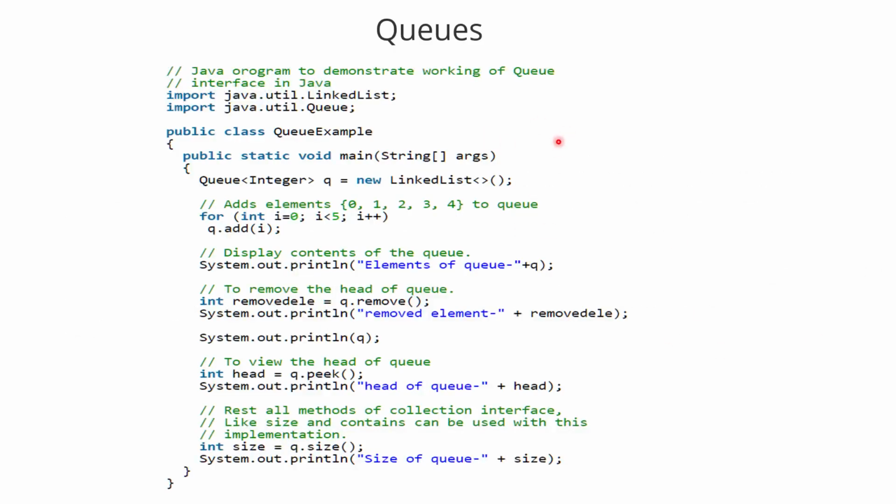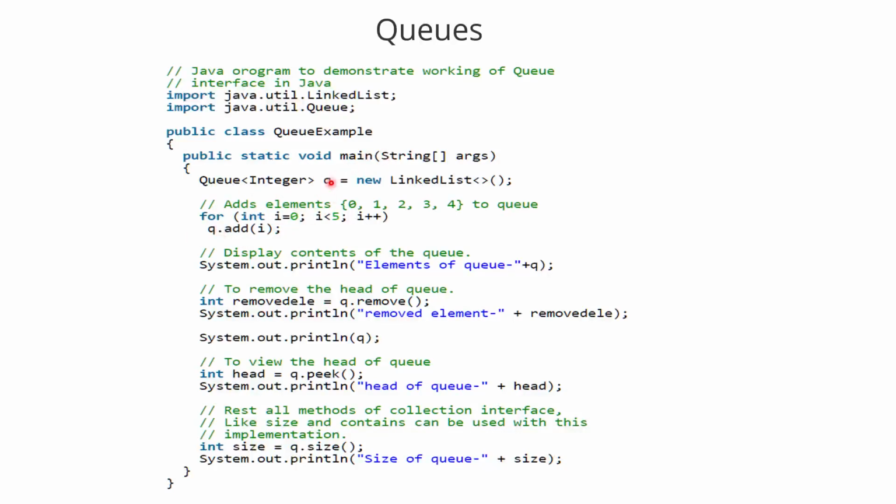Here's another example of a Java class for a queue. This class is QueueExample, and we have our main method here, and we see we're importing the Java utility LinkedList and Queue. And if we take a look here, we are instantiating queue as a new linked list. So you can see we're instantiating a new linked list of type Queue.